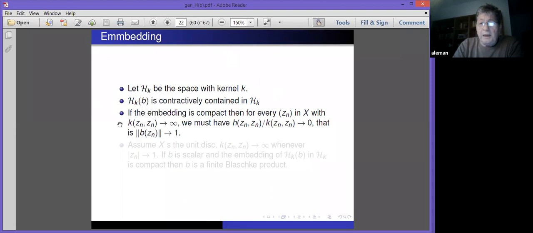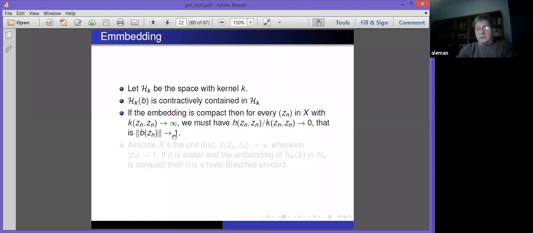But if the embedding is compact, could be, then whenever you have a sequence in X such that the norm of the kernel K goes to infinity, the norm of the kernel here will go to infinity, but it cannot go as fast. So divided by the K it must go to 0. This is exactly compactness, because when you have the continuous compact embedding, the adjoint of that embedding maps kernel to kernel. So that one will be compact as well. And that's why this is happening.